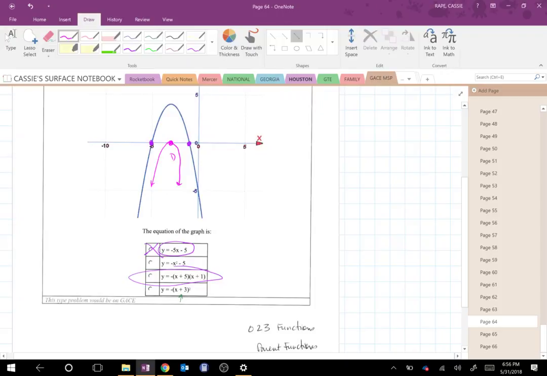This one, -x squared minus 5, that would have been the parent function at 0, 0, but flipped upside down and moved down 1, 2, 3, 4, 5, like that. So right there would have been B. So you can rule that out because that's not what's happening here. So the answer is, due to knowing what happens with parent functions, C.